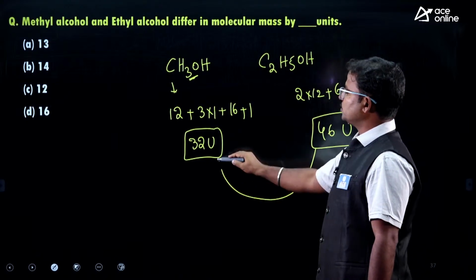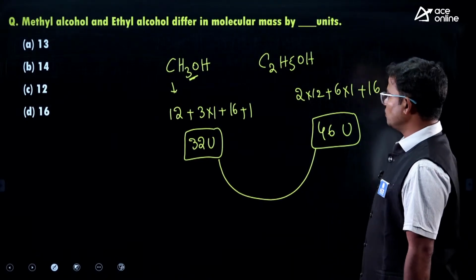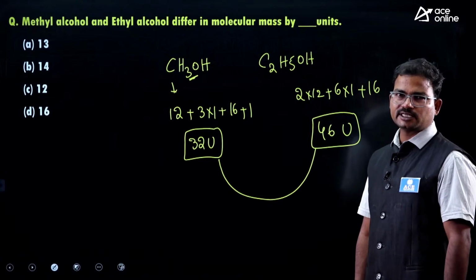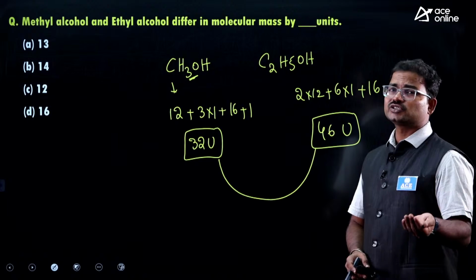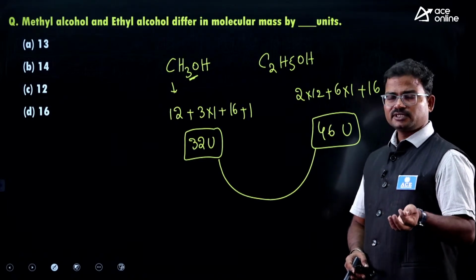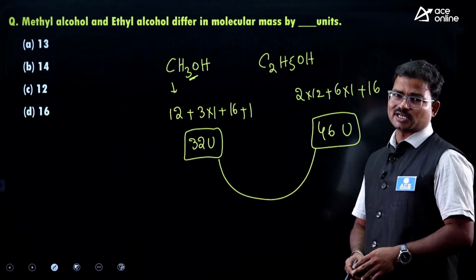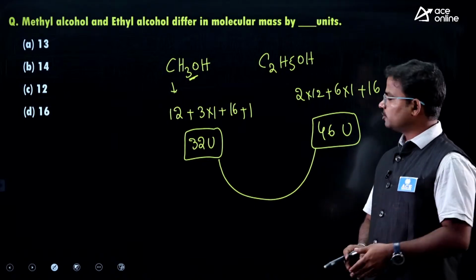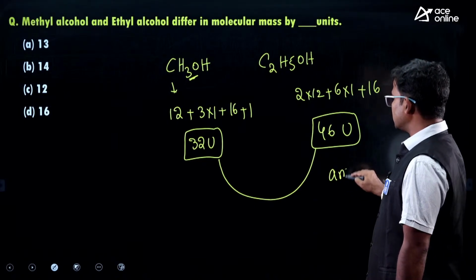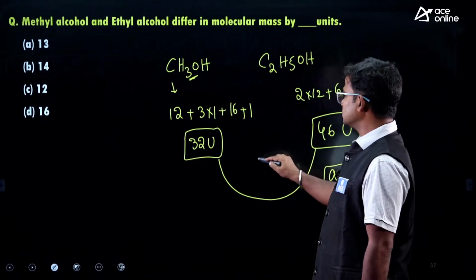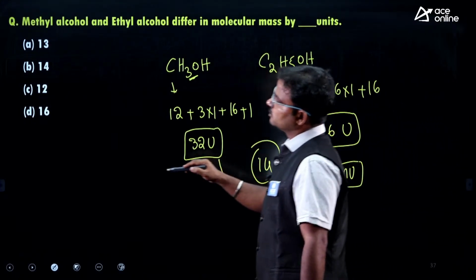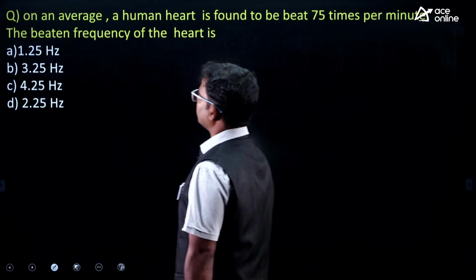So the difference between these two, u means atomic mass unit, that is considered as the unit of atoms. That is also the smallest unit of mass. AMU, atomic mass unit, is considered the smallest unit of mass. So finally here the difference is 14 only. So the correct option is B.